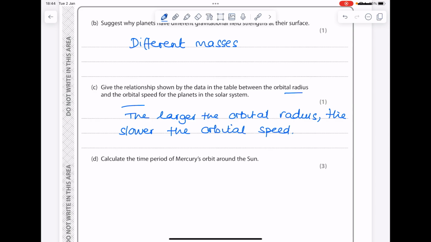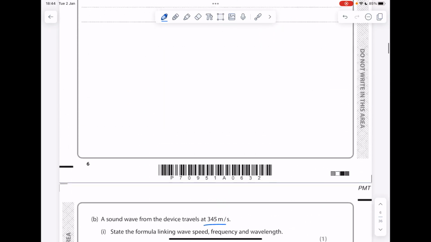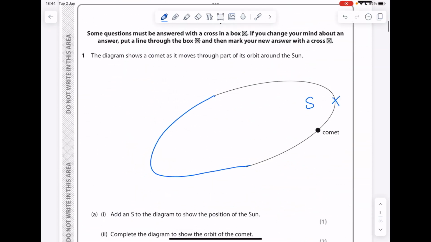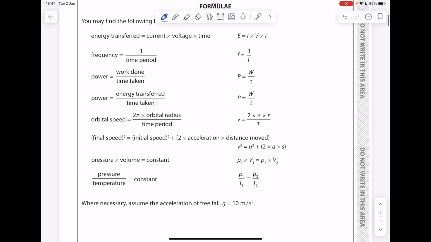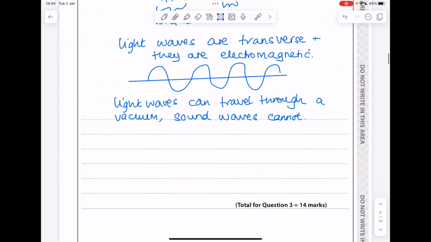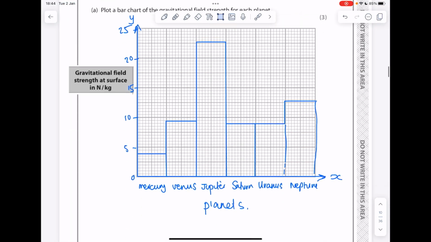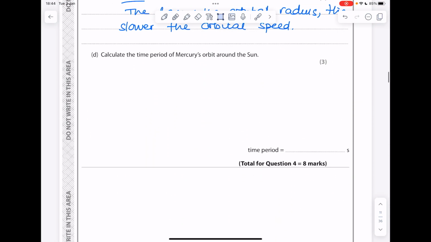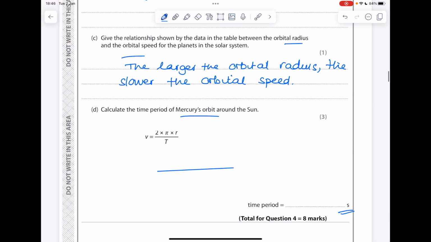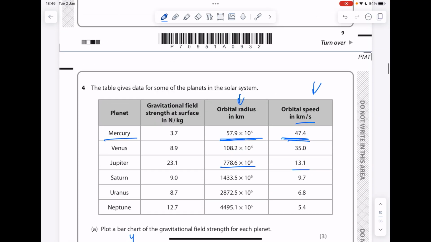Then I can see we're being asked about orbital speed. So I'm going to steal the equation. Make sure you do use this. It's this one here that I can see I need to use. I will read out the question to you. Calculate the time period of Mercury's orbit around the Sun. So what is the orbital speed of Mercury? Well, it's 47.4 kilometers per second.